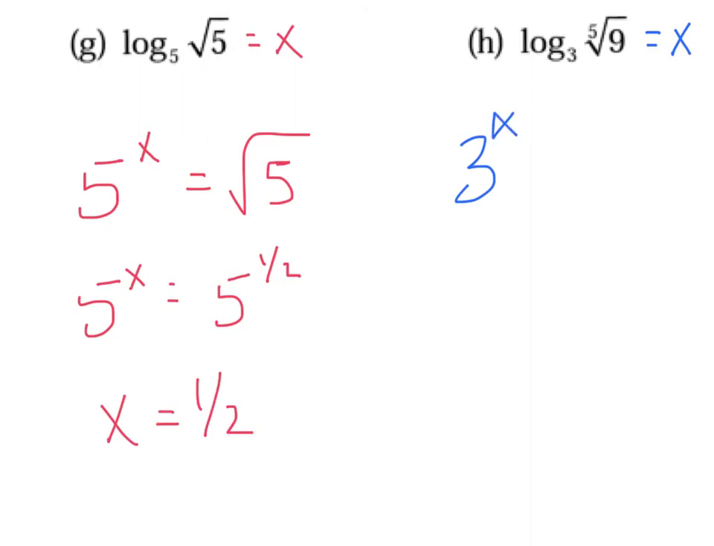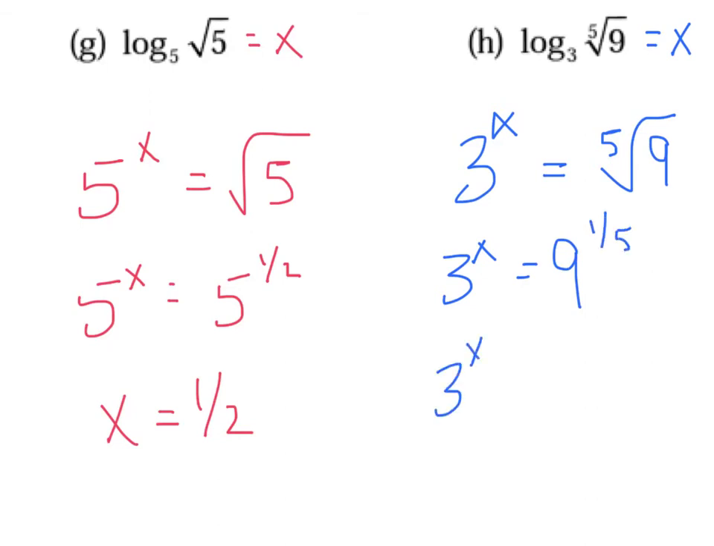And then last but not least, probably the ugliest looking one, let's go around the world. We'll say 3 raised to the x power equals the 5th root of 9. Alright, again, let's rewrite the 5th root of 9. So I'm going to just say 9 raised to the 1/5 power. And now I'm going to get real sneaky because we just did finish a lesson not too long ago on using common bases. I'm going to rewrite the 9 as 3 squared.